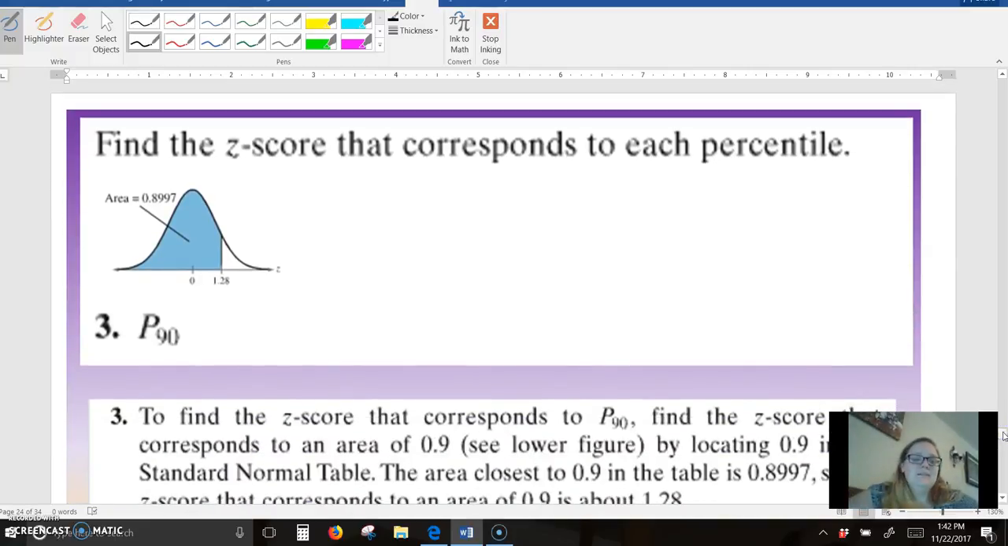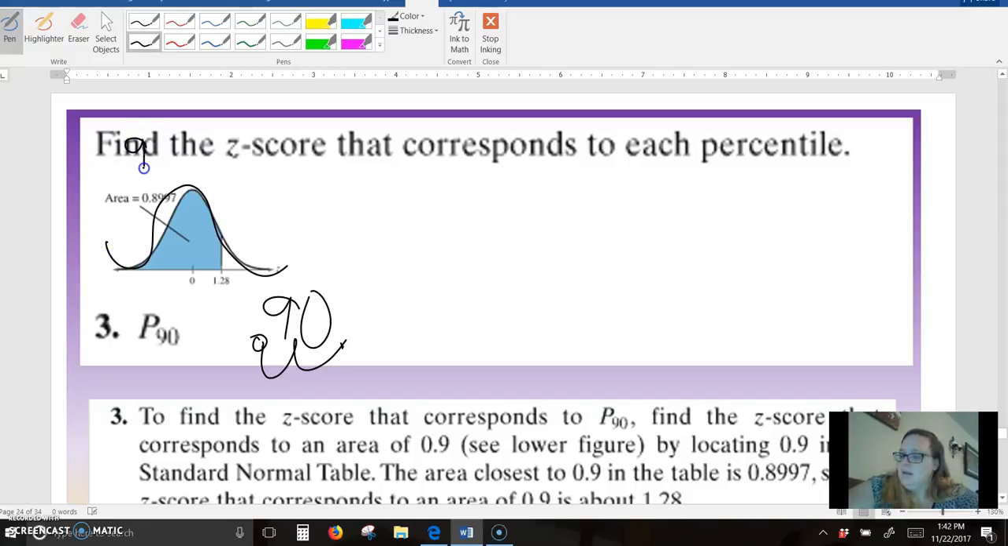Next one. Z-score for 90. So this is 90. And then go over, so you get 0.9. Okay, so this represents 0.9. See it? All right, so 0.9. I'm just going to inv norm 0.9. You get 1.28. All right, so we get 1.28.